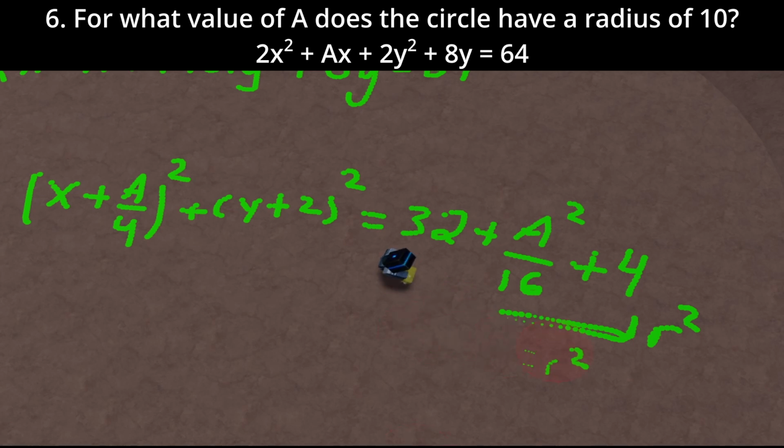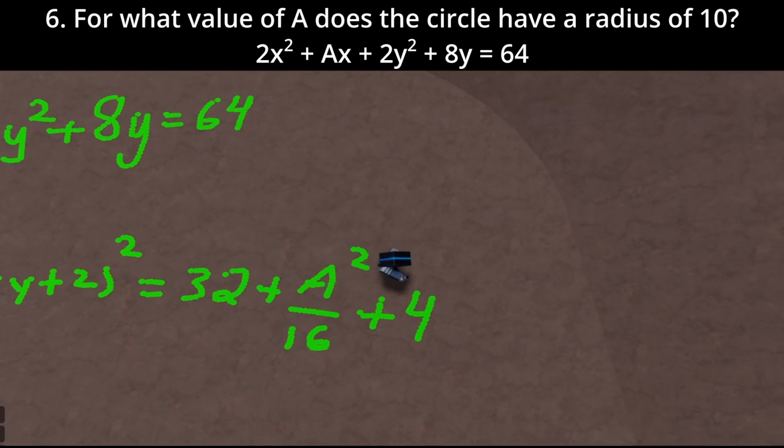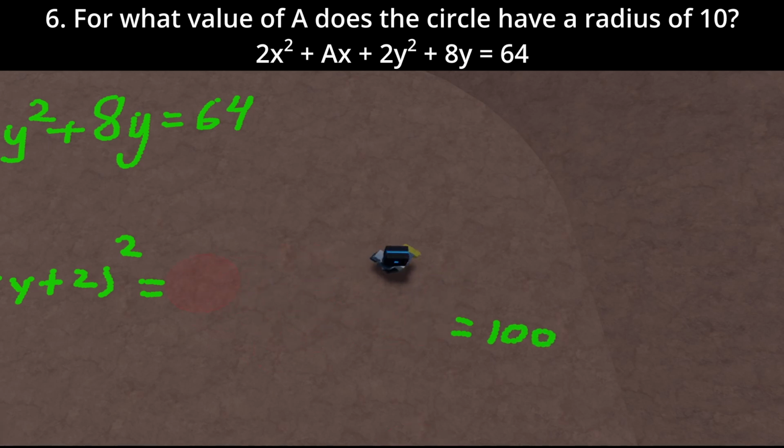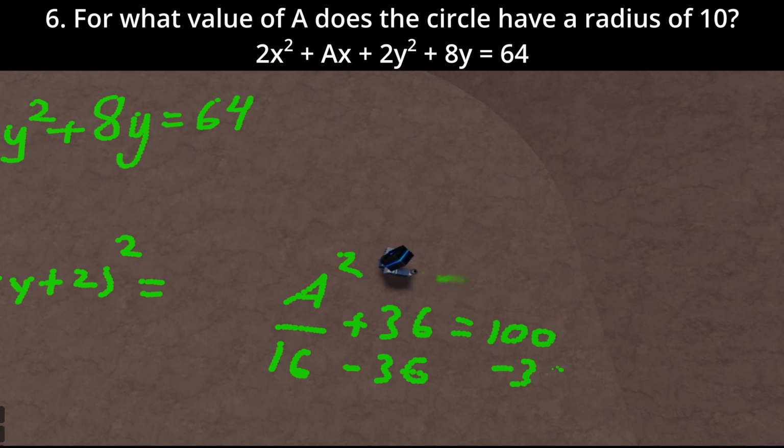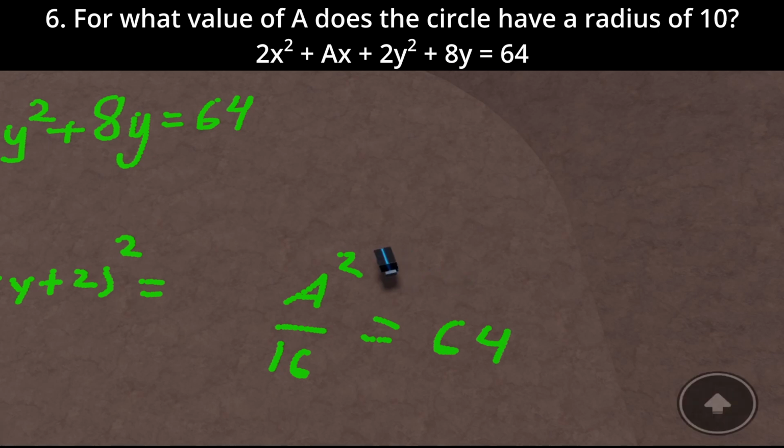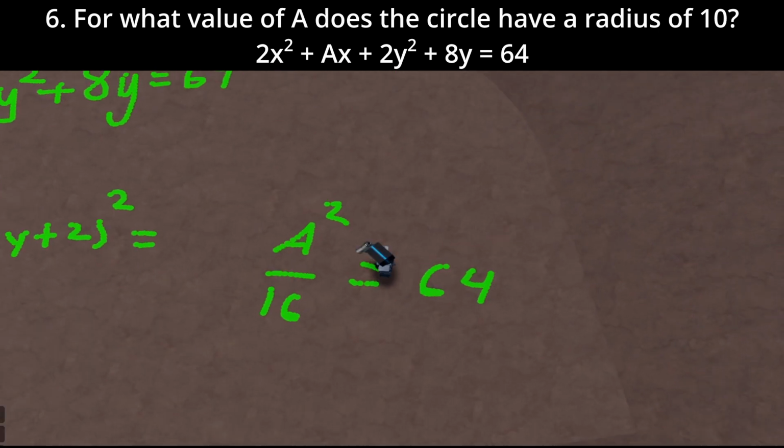So what I'm going to do is move over here, and set all this equal to 100. So 32 plus a squared over 16 plus 4 is equal to 100. If I simplify this, I'll have a squared over 16 plus 36 is equal to 100. To solve for a, subtract 36 on both sides. If I do that, I'll have a squared over 16 is equal to 64. And then I'm going to multiply by 16 on both sides. So times 16 times 16.